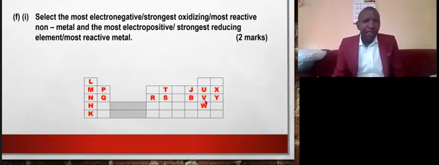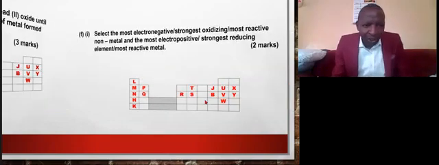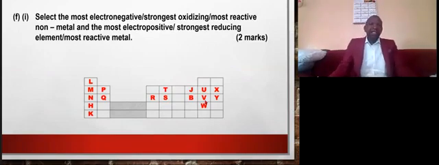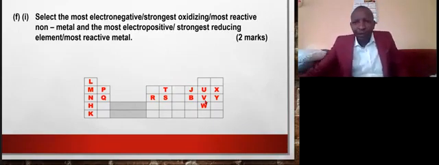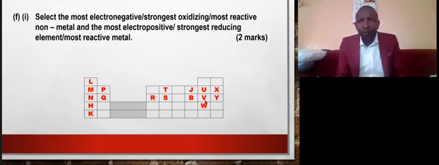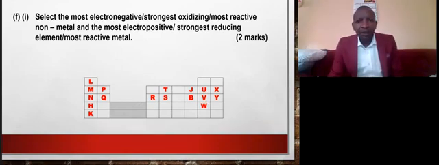When you're told to pick the strongest oxidizing agent or the strongest reducing agent, what is the examiner looking for? What are you looking for? Students? When you're told to pick the strongest reducing agent and the strongest oxidizing agent, what is the focus of the examiner? Can somebody try to answer that question again? Because we did that.